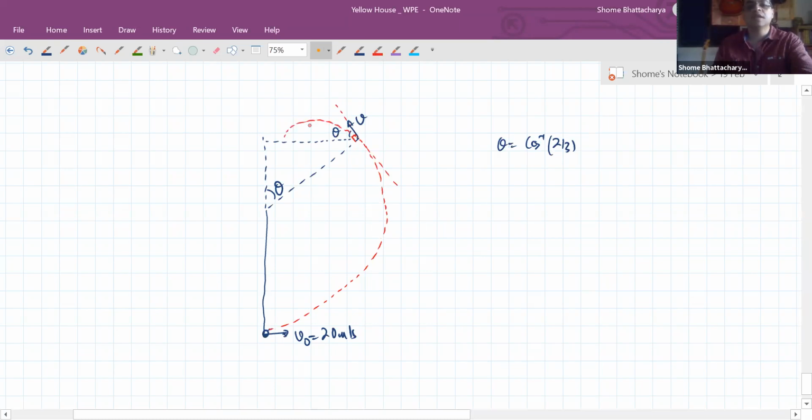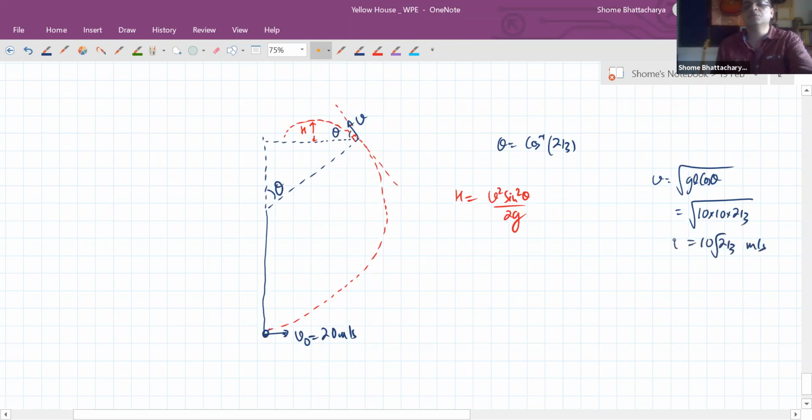So it climbs to this height here of v square sine square theta by 2g. Now we had already seen the formula that v was equal to root gl cos theta. This we had already seen actually. This was the speed at the point where the tension became zero. This is the point where the tension becomes zero.